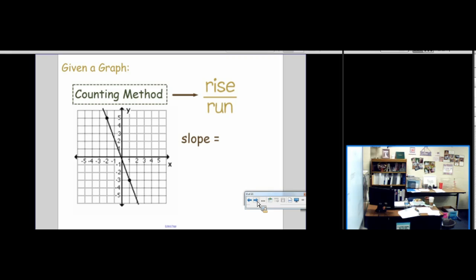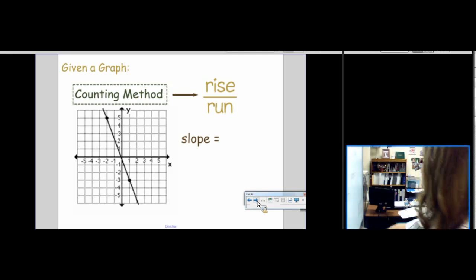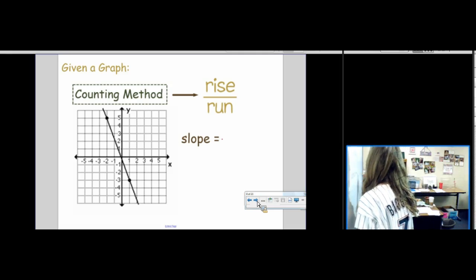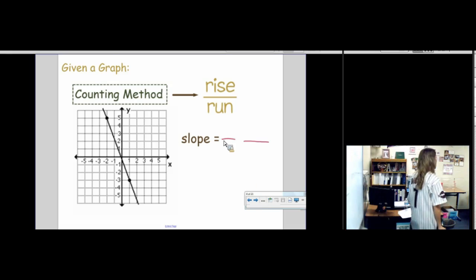Now, I could give you a graph, and I could ask you to find the slope. And if I gave you this graph, I would want you to first decide if it's positive or negative. So look at that graph. Is your answer going to be positive or negative? It's going down, down, down. Yes, as x gets bigger, it is going down. So we know no matter what, I'm going to put a negative right there.